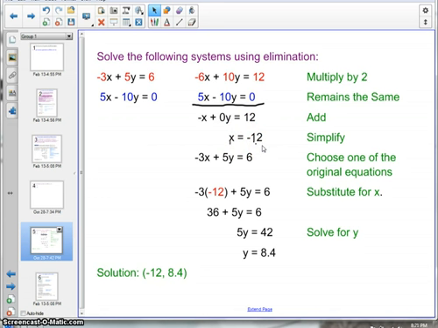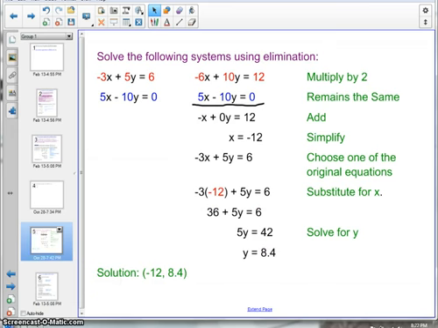From there, I'm going to choose one of my original equations, which I chose negative 3x plus 5y is equal to 6. I'm plugging in this negative 12 that I got for my x value to figure out what my y value will be. So negative 3 times negative 12 gives me 36 plus 5y equals 6. And then from here, solve for y. So I have 5y is equal to 42. Divide by 5, y is equal to 8.4. So my solution is the point negative 12, comma 8.4.